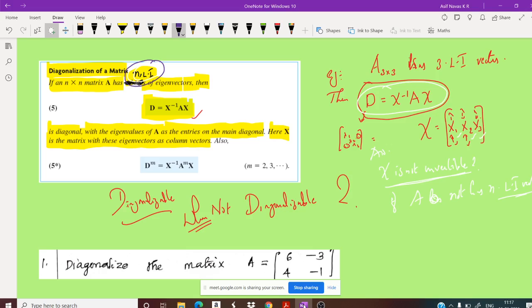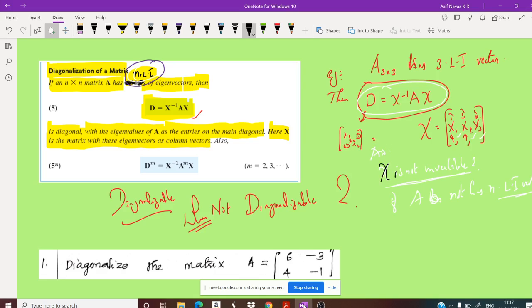Sir, excuse me, sir. Okay, tell me. Sir, can you use another color there because it's not clear? Instead of white. Yes, sir, okay, I will use black.